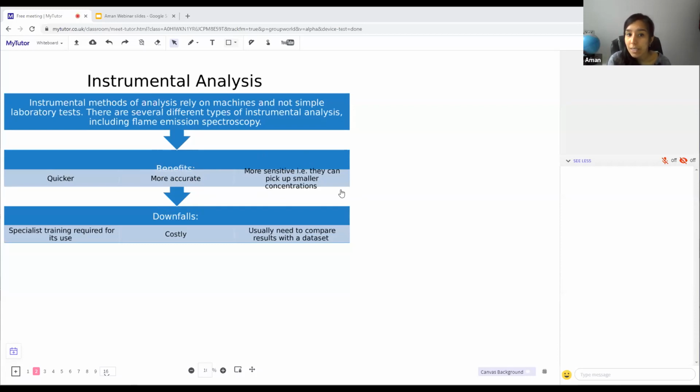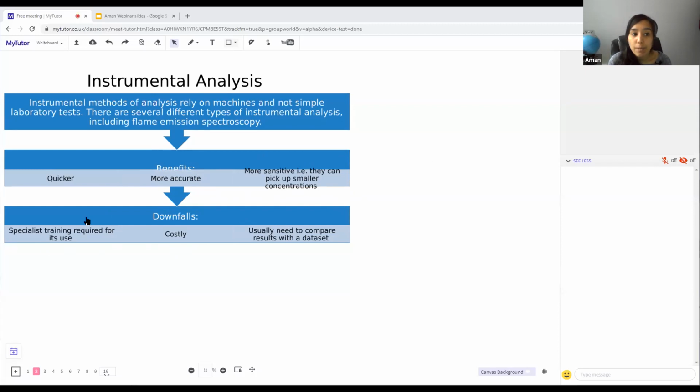Whereas if we did our classic halide test, as I said, dilute nitric acid followed by silver nitrate, we might not pick up that halide just because our test isn't sensitive enough. So the instrumental analysis can be really, really sensitive. But there are some downfalls of instrumental analysis as well.